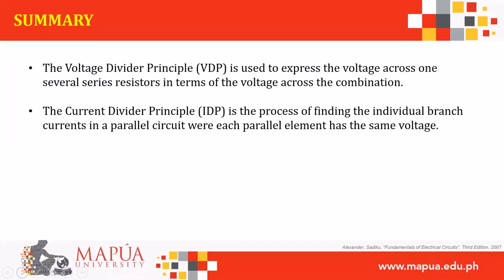Summary. The voltage divider principle is used to express the voltage across one of several series resistors in terms of the voltage across the combination. The current divider principle is the process of finding the individual branch currents in a parallel circuit where each parallel element has the same voltage.